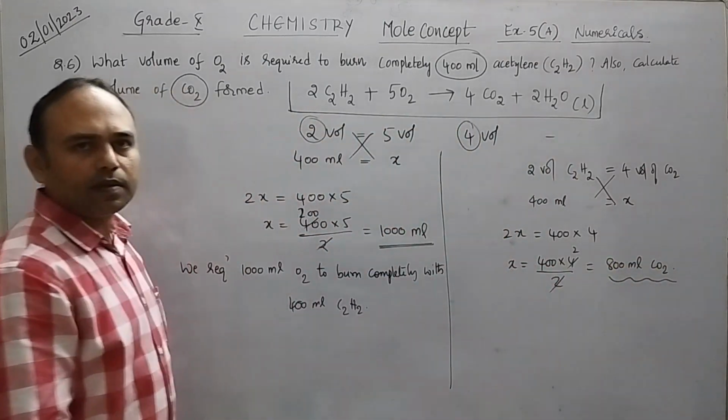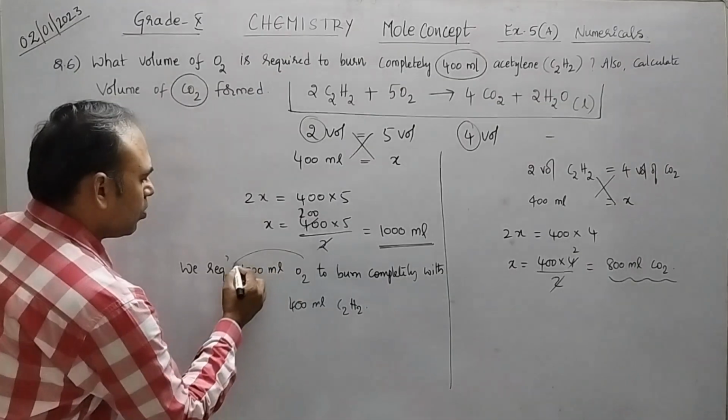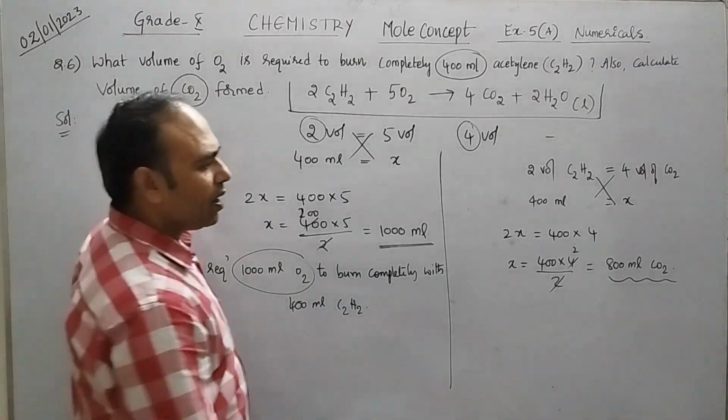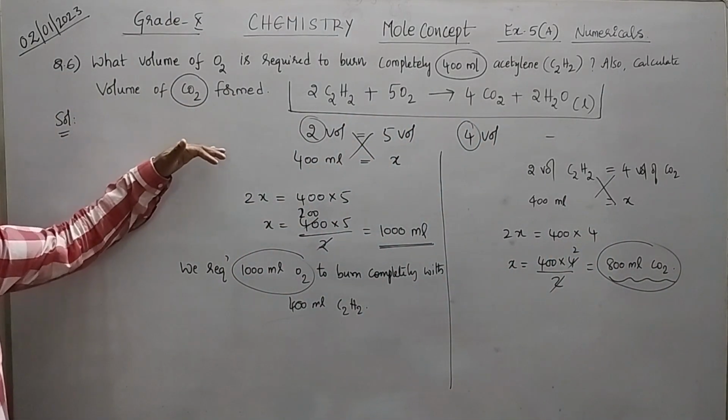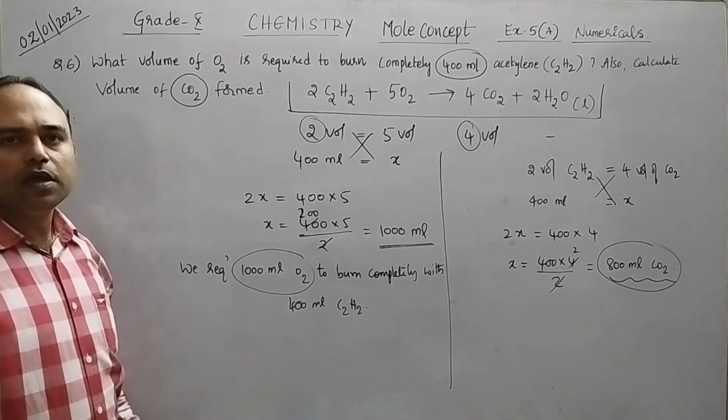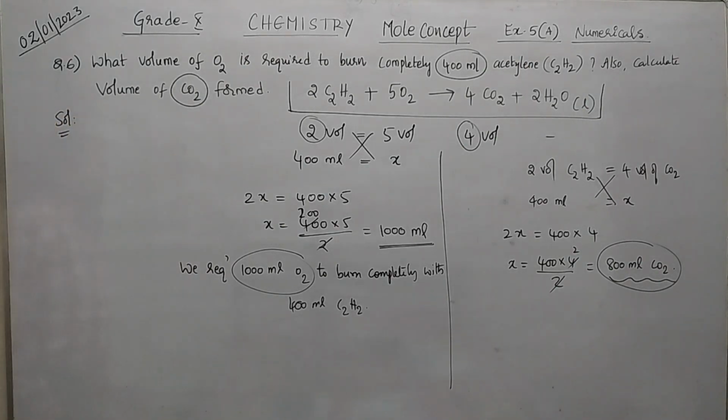So very simple. So we have 1000 ml oxygen is required and we will produce 800 ml of CO2 from 400 ml of acetylene. Hope you have understood this. Now let us move to question number 7.